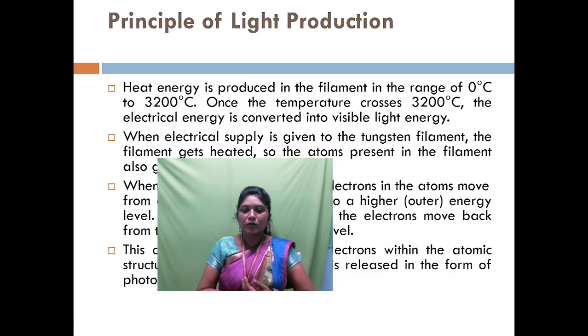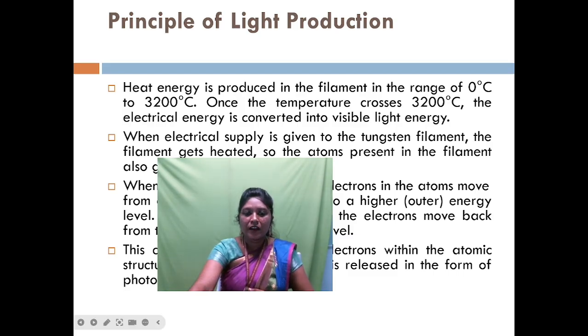So actually, what is the working happening here? When the electrical supply is given, the tungsten filament gets heated. The atoms present in the filament also get heated. When the atoms get heated, the electrons present in the atoms move from the lower energy level to the higher energy level.